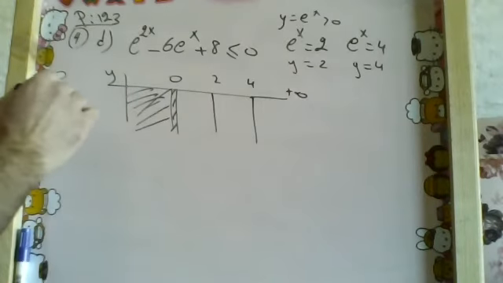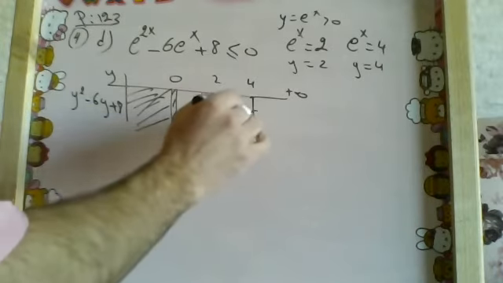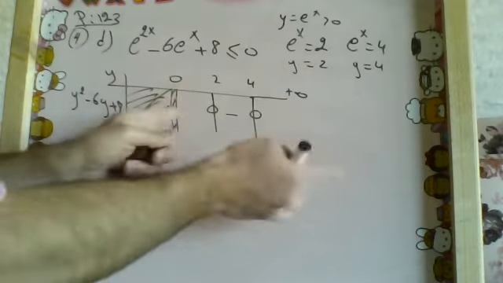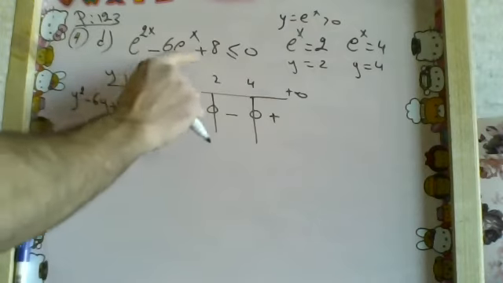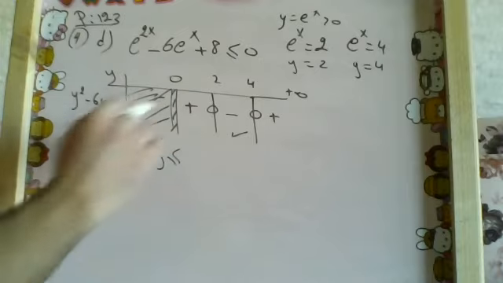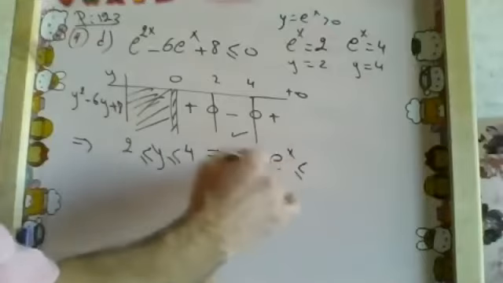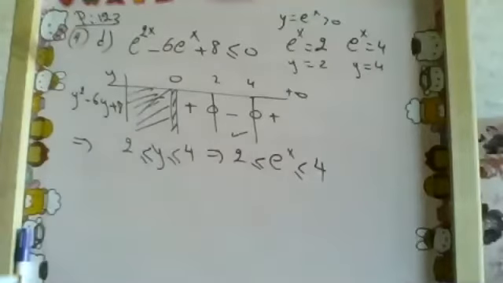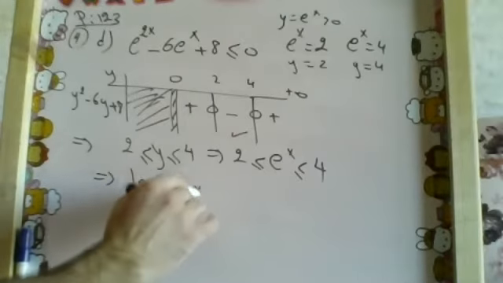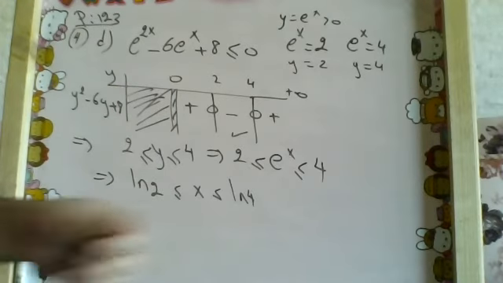Here we have y squared minus 6y plus 8. It's 0 at 2 and 4. The coefficient of y squared is positive, so between the roots it is negative and outside the roots it is positive. We want it less than or equal to 0, so y is between 2 and 4. It means that e power x is between 2 and 4. Apply ln, then ln 2 is less than or equal to x, less than or equal to ln 4. So x should be between ln 2 and ln 4.